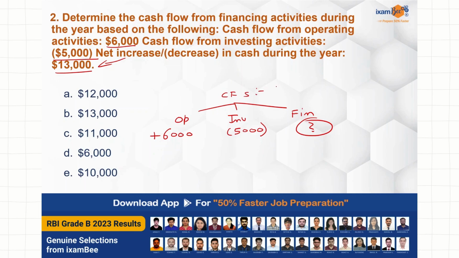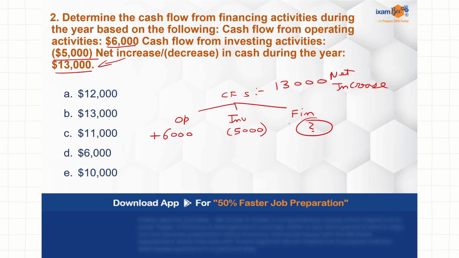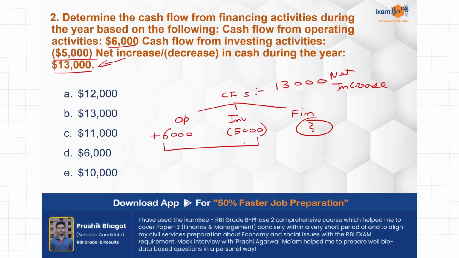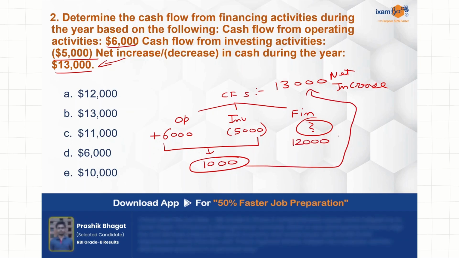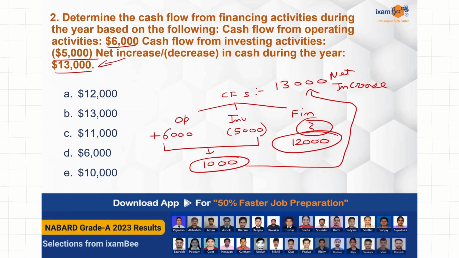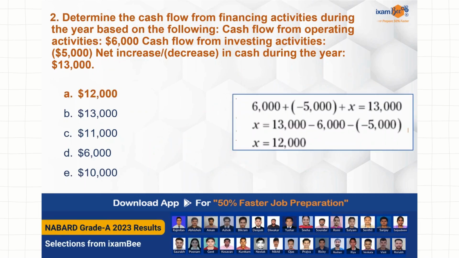Total cash flow, we already know that 13,000 is the net increase in cash flow. So this is a very simple question. From these two activities, I am having a net 1,000 as my cash inflow. However, as a whole, I am having a 13,000 increase. So this difference of 12,000 is nothing but cash flow from financing activity. So A answer is correct here.